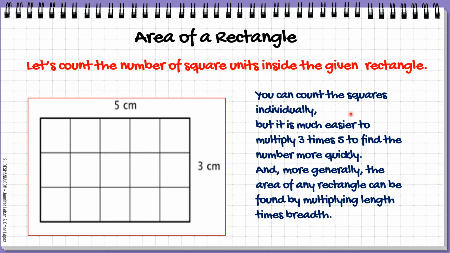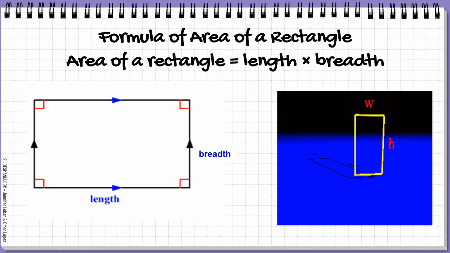You can count the squares individually, but it is much easier to multiply 3 times 5 to find the number more quickly. And this is how the formula of the rectangle is developed. If we take this as length and we take this as breadth, then the formula will be length into breadth. So what is the formula of area of a rectangle? Area of the rectangle is equal to length into breadth.